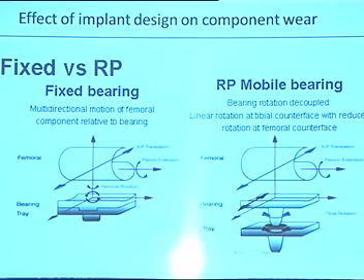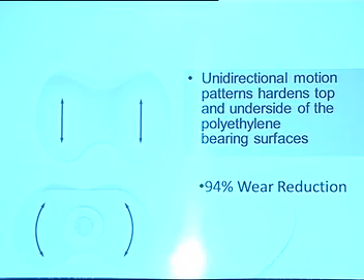This is again showing on a fixed and a rotating platform how the kinematics would work, because it's rotating there. So it is always the same contact area and same hardening that happens. So unidirectional motion patterns harden the top and underside of the polyethylene, and it would reduce the wear by nearly 94%, which is a pretty huge amount.